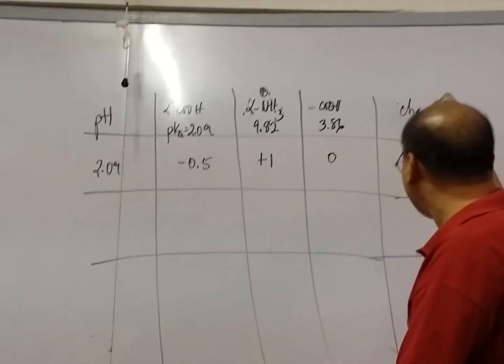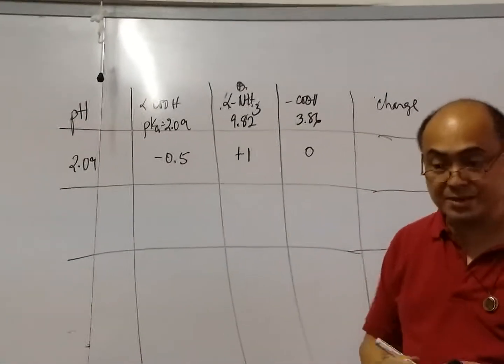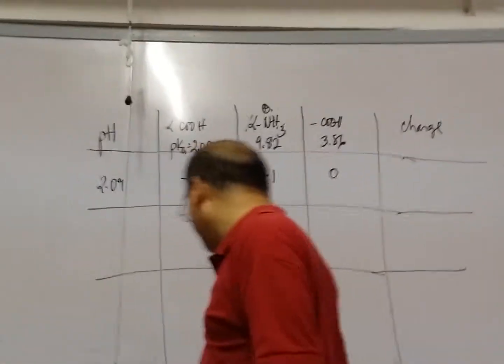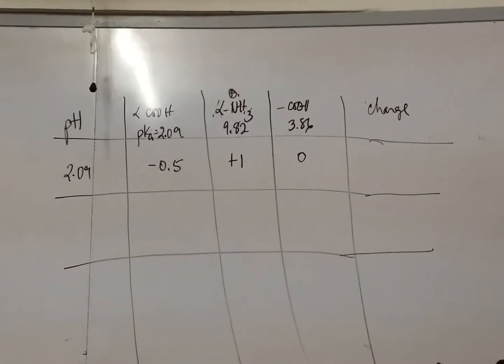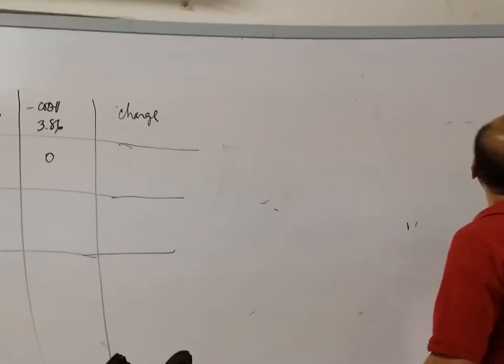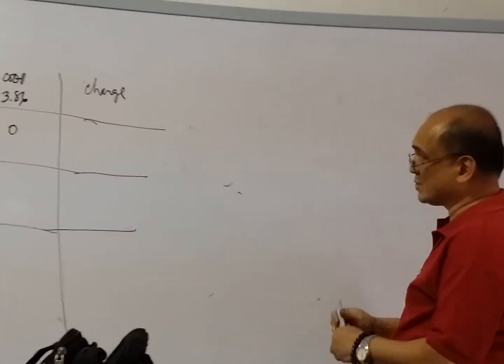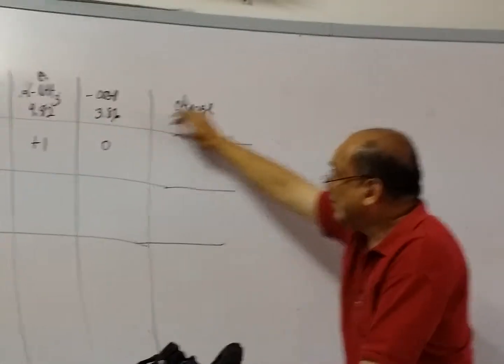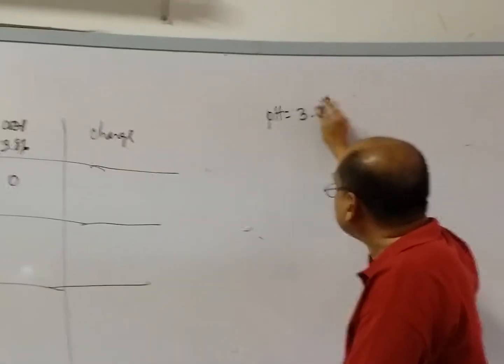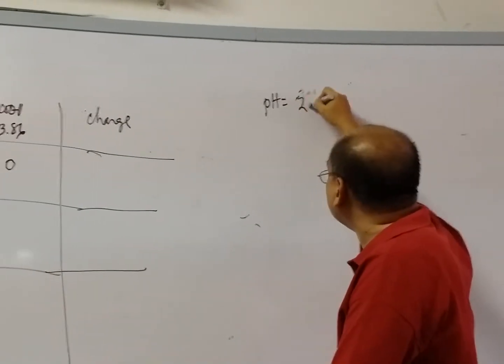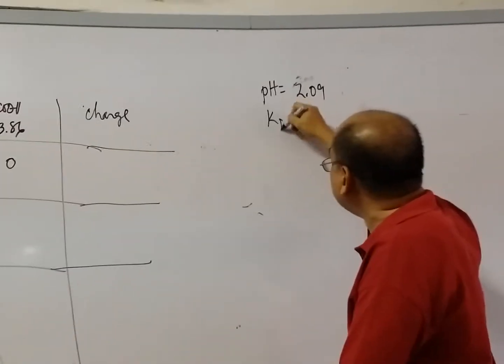We can actually compute for the actual charge. Pero pag gano'n, ina-assume na lang natin na that is equivalent to 0. But we can compute if you want it. So halimbawa, the pH is 2.09. The pKa is 3.86.